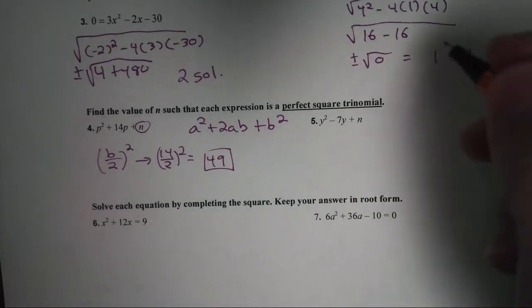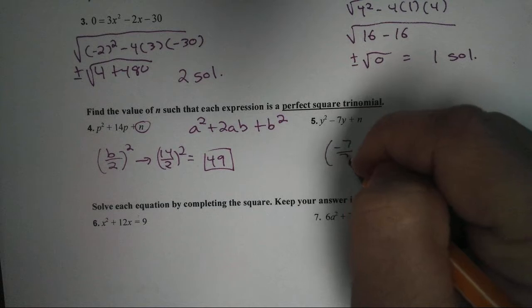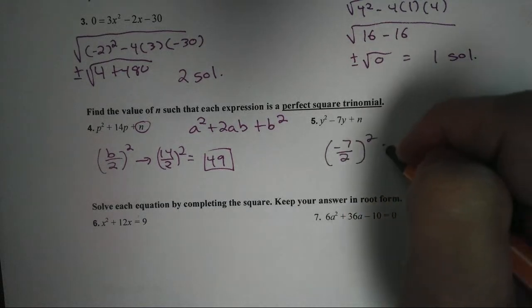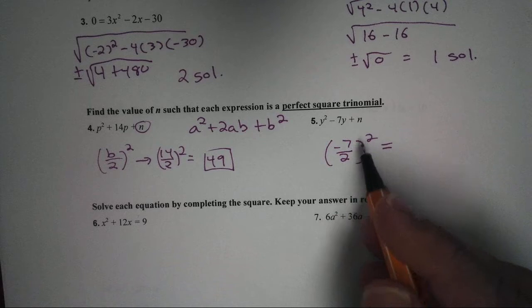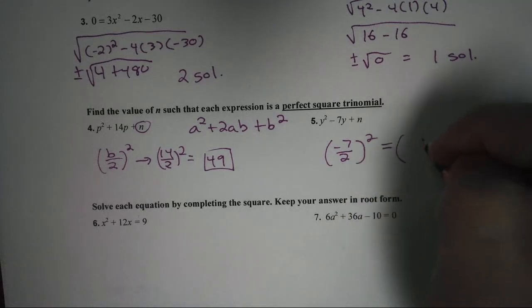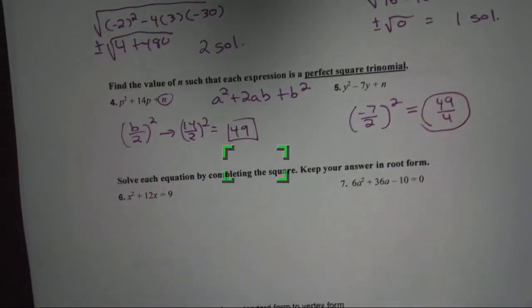Same thing on 5, except we have an odd number, so we're not going to get a nice number when we're done. We're going to get a fraction, so we take half of the middle, so -7 over 2, take half of it, now we square it. That gives us 49 over 4. 49 over 4 is our perfect square trinomial.